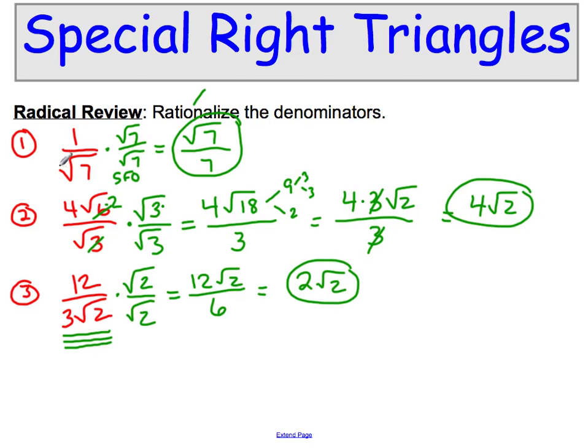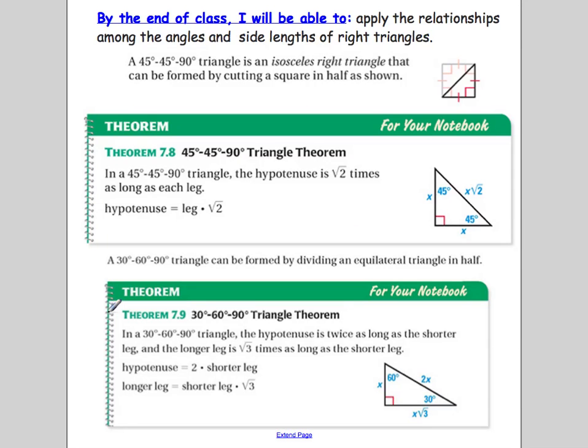In case there's something that we don't like on the bottom, such as square root of 7, square root of 3, or square root of 2. If you need more, I've made some videos on rationalizing denominators. You guys can check those out. On to special right triangles.